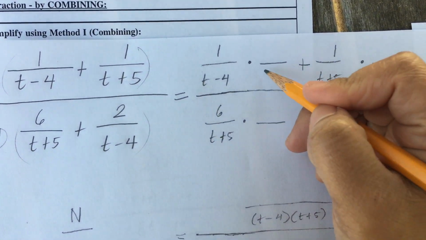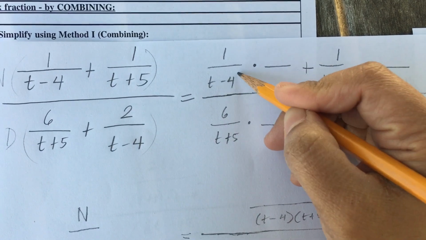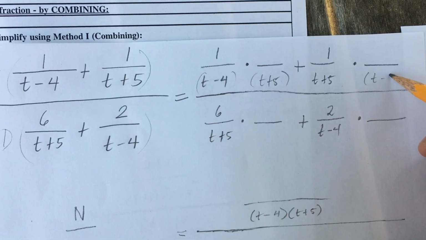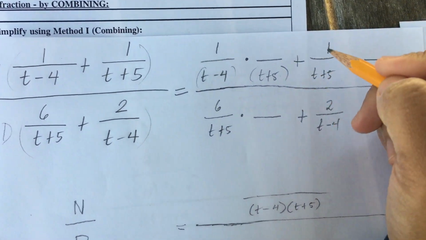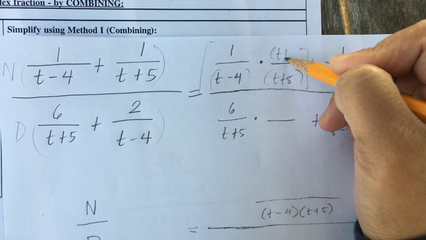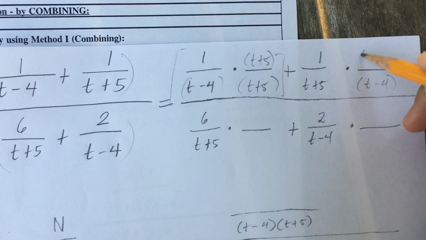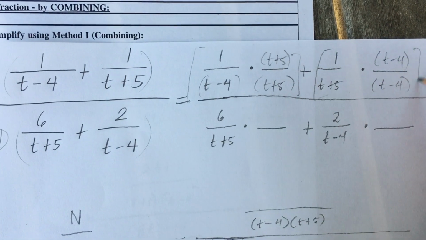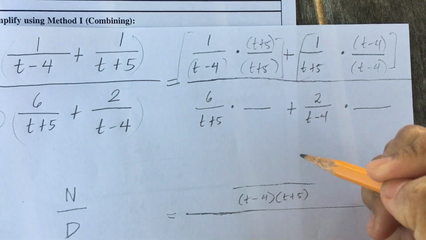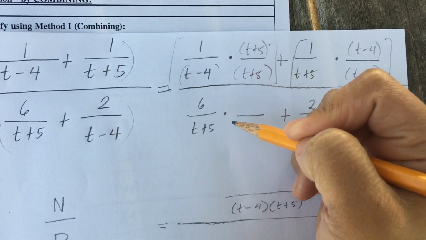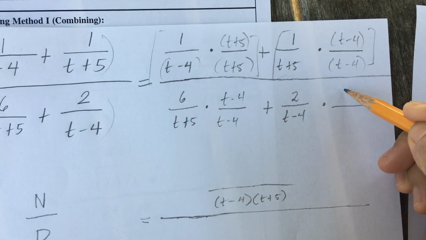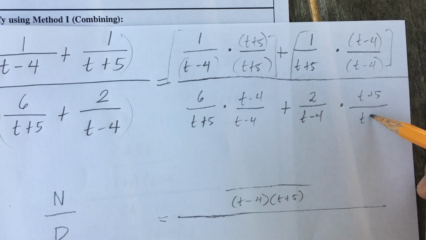So using their LCD is t minus 4 times t plus 5. T minus 4 times t plus 5. So I'm going to change the first one by multiplying top and bottom by t plus 5 and the second one by t minus 4. So that will turn to, and then in the denominator I'm going to multiply this by t minus 4, multiply this by t plus 5.